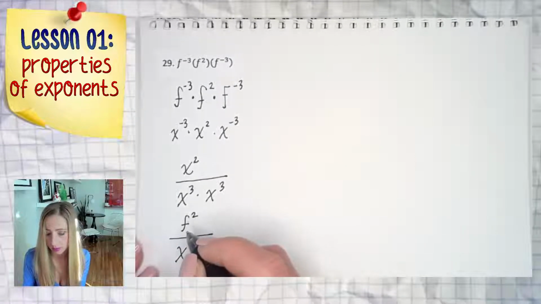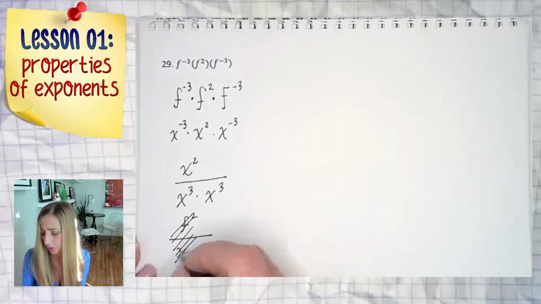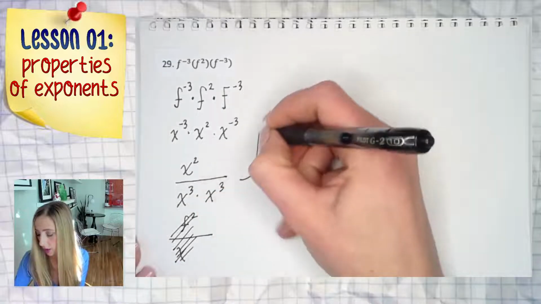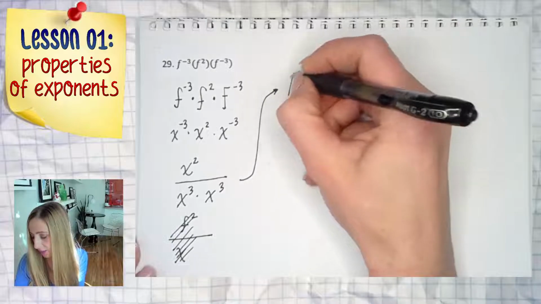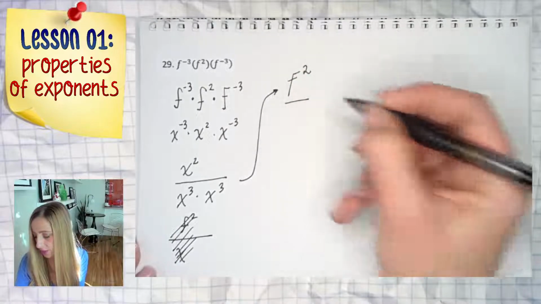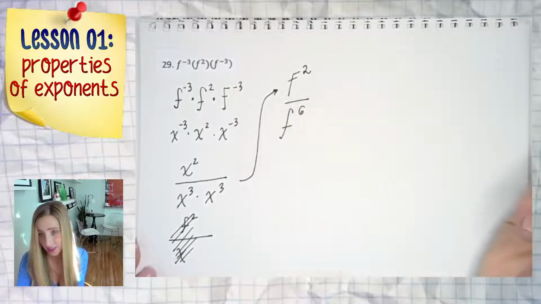X, oh, I didn't mean to do that. I don't have my white out. So, ew, I know. So ugly. Sorry. F to the second. See what happens when you get distracted. And then f to the sixth, right?